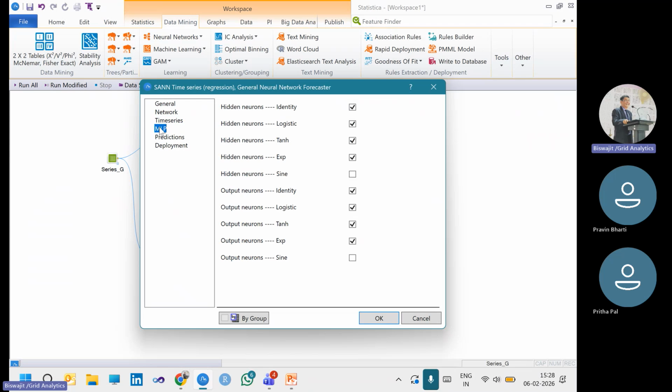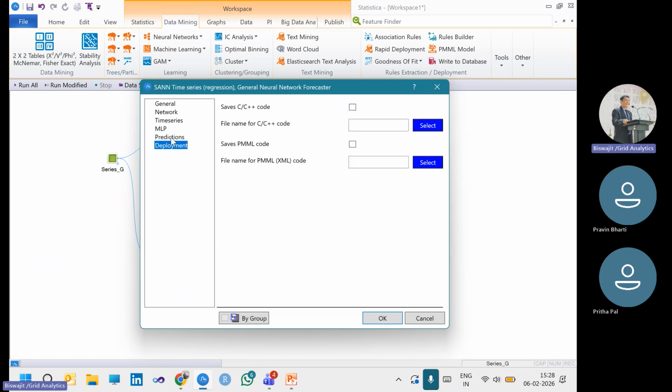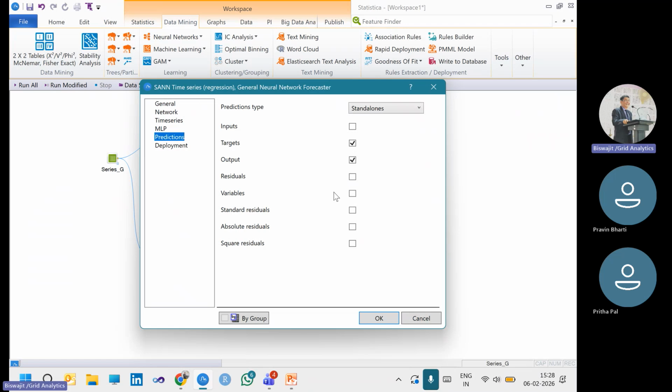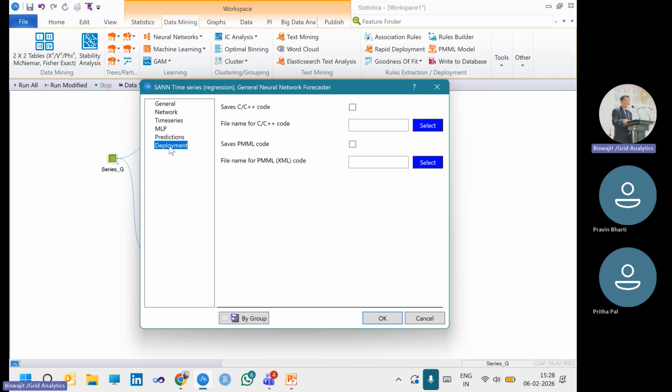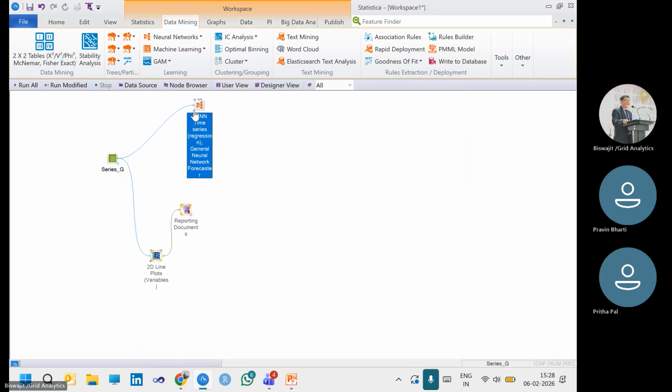Let's go with this. These are the activation functions which work in the background in order to compute the weights or minimize the prediction error. So I can choose, depending on my report, I can choose all of these. Let's go with this specification. Let me run this node.